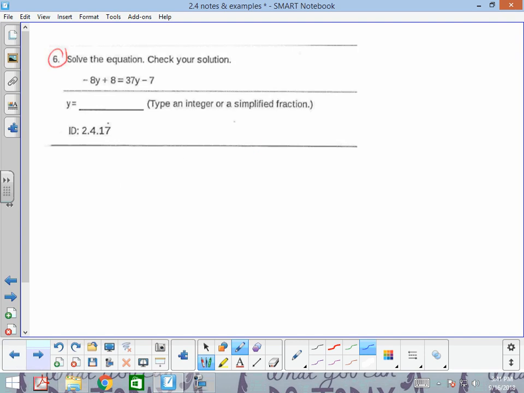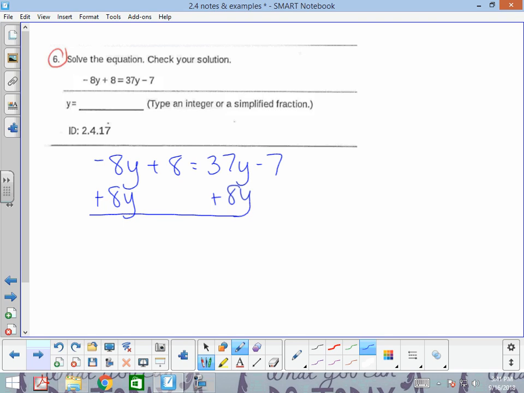All right, so number 6 looks very similar to number 4. -8y equals 37y minus 7. So the smaller variable term is -8y, so I'm going to add 8y to both sides. Remember, a negative number is always smaller than a positive number.